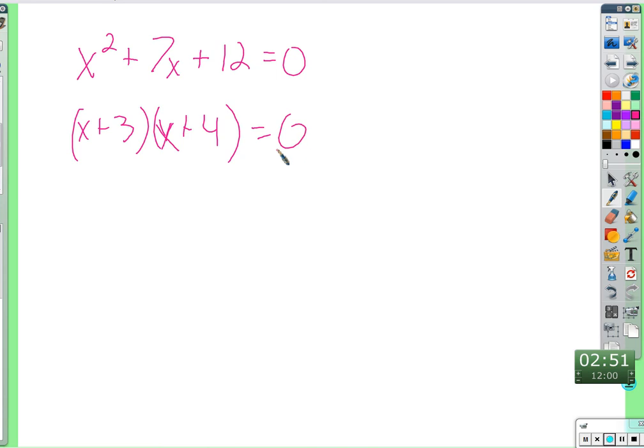Equals 0. Very important that it's equal to 0. I'll show you what we do if it's not equal to 0. If it's not equal to 0, the whole thing is blown. Does not work. Not good news. It's got to be equal to 0.